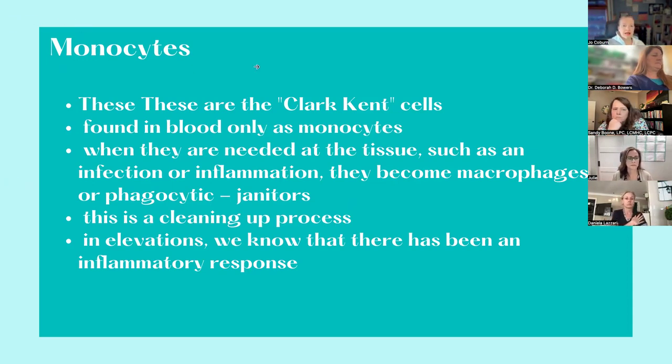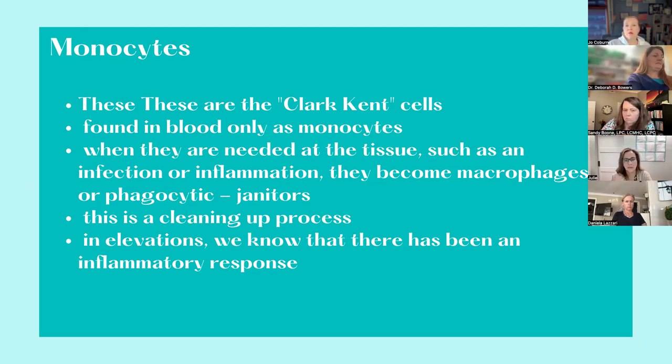So monocytes, these are Clark Kent cells. Because they're found in the blood as monocytes, but the minute they're needed at the tissues, they become macrophages. So if there's infection or inflammation or something that needs to happen, they shift. Monocytes in the bloodstream, macrophages in the tissues. They become phagocytic, just like the neutrophils that gobble up different things. Monocytes do the same job. I like to call them the janitors or the cleanup crew. It is a cleaning up process.